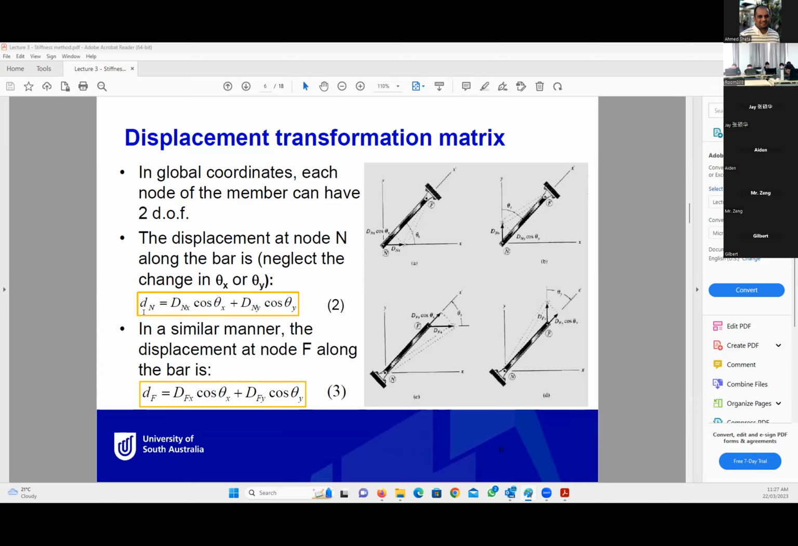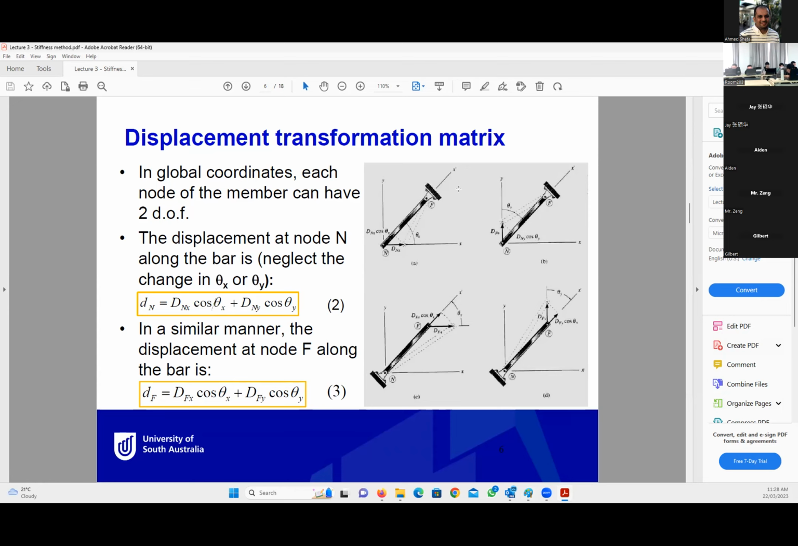So the relation between the local and the global displacement is from these 4 pictures: dn, this is the displacement at n, equal to dnx cosine theta x plus dny cosine theta y, and this is equation 2. And we can replace cosine theta x with lambda x, cosine theta y with lambda y. In similar manner, we can find the displacement at node F along the bar, neglecting the change in theta x or theta y as follows. df is dfx cosine theta x plus dfy cosine theta y.